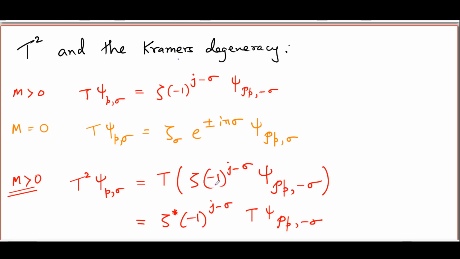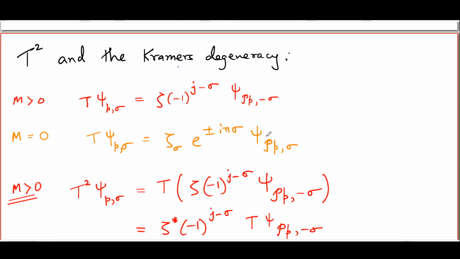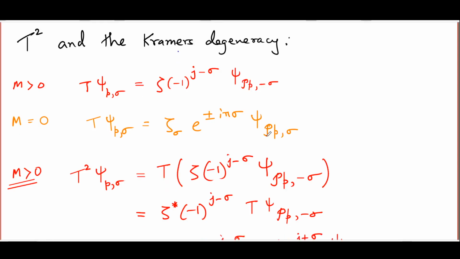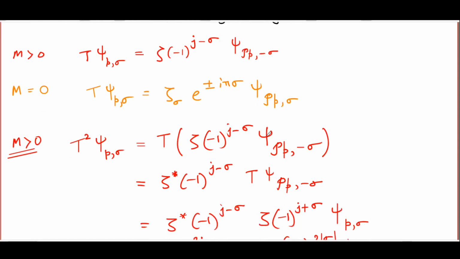Minus 1 to the j minus sigma is actually a real number because j minus sigma is always an integer. This is something we focused on as the reason why we introduced this extra minus 1 to the j. And so that will come out intact. Now you have the time reversal operator acting on psi curly p comma minus sigma. And that, of course, is going to give you a factor of zeta with minus 1 to the power j plus sigma. It's j minus whatever the spin component is, but the spin component here is minus sigma.